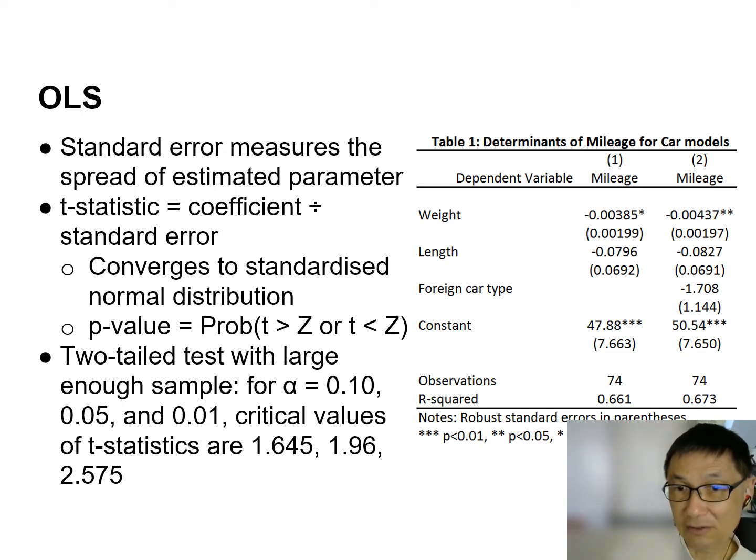Conventionally, economists report statistics with stars. One asterisk represents a p-value of less than 10%. Two asterisks represent a p-value of less than 5%, and three asterisks represent a p-value of less than 1%.